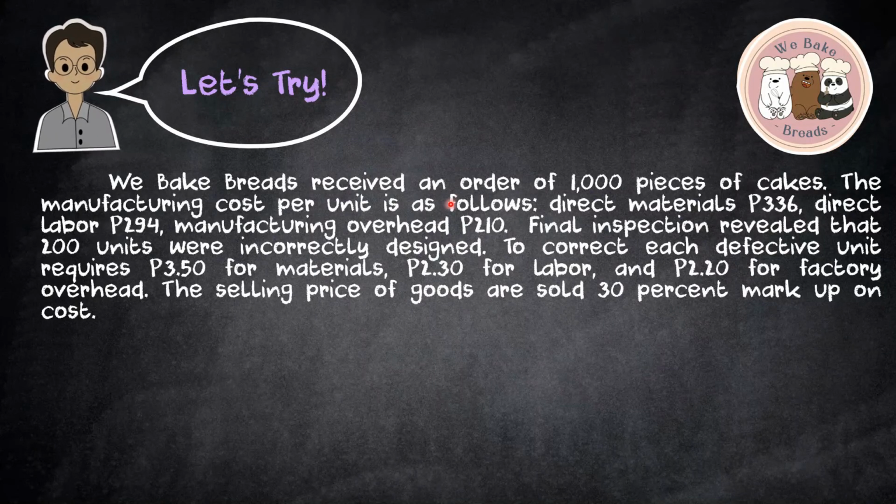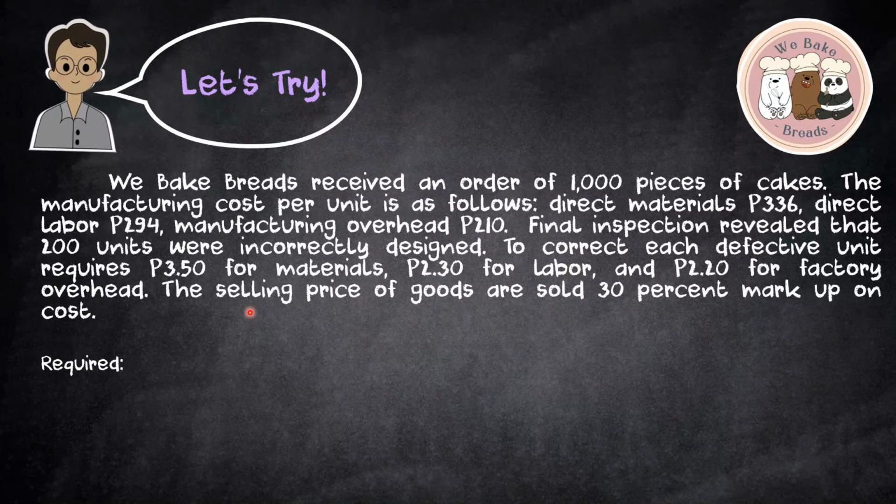It is written here that the final inspection revealed that the 200 units were incorrectly designed. So, incorrectly designed lang naman. So, pwede pa nating i-rework yan. To correct each defective unit requires 3.50 for materials, 2.30 for labor, and 2.20 for factory overhead. So, if we add all these, 3.50 plus 2.30 plus 2.20, we will get 8 pesos. So, our cost to rework per unit is 8 pesos. And the selling price of goods sold is 30% markup on cost.